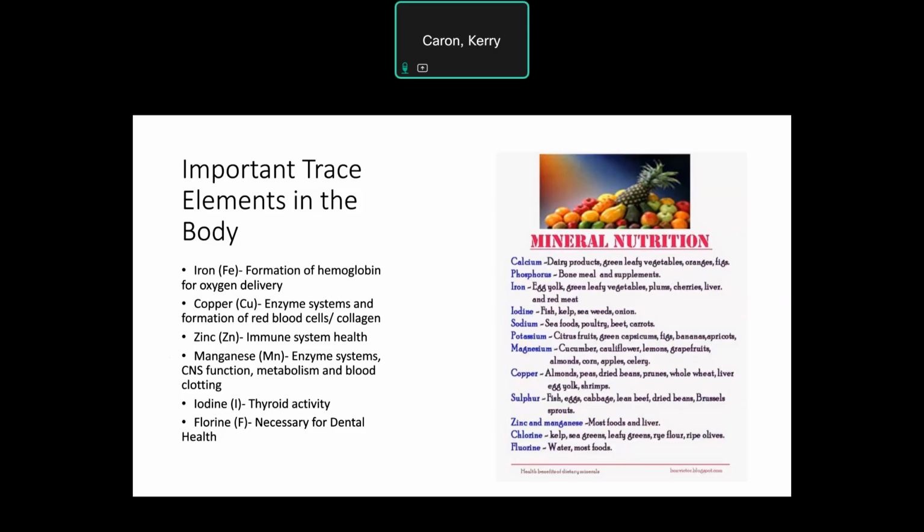Iodine is one that's very important for thyroid activity. We eat salt that is iodized, so we don't usually have an issue with this in the United States, but iodine is found in fish, in kelp, in seaweeds, and in onions. Fluorine is necessary for dental health, and fluorine is found in tap water.